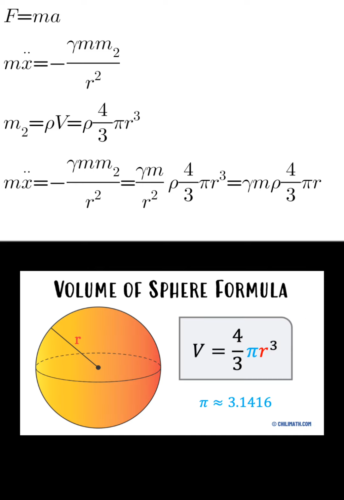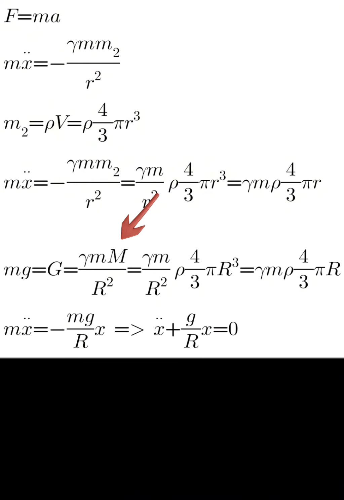We can also say that the mass of the sphere equals ρV equals ρ 4/3 πr³, where 4/3 πr³ is the volume of a sphere. Also, from Newton's universal law of attraction, mg equals the gravitational force equals γ mM over r squared, where r is the radius of Earth. Capital M, the mass of the Earth, is equal to ρV equals ρ 4/3 πr³. By combining these two equations, we get that m x double dot equals m g x over r, where x is the distance to the center of the Earth.